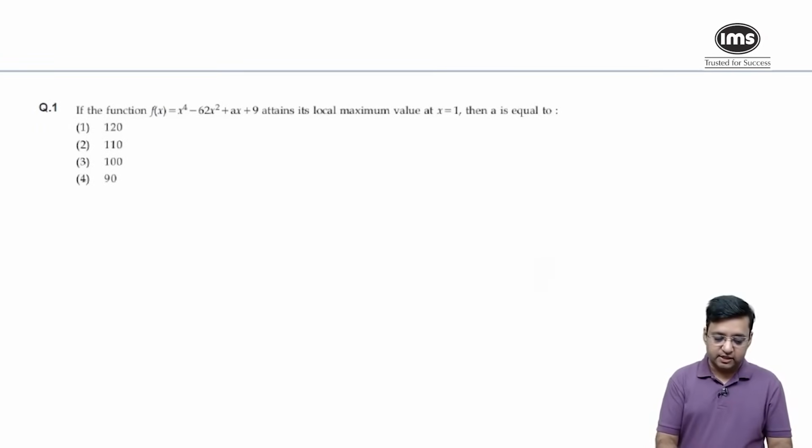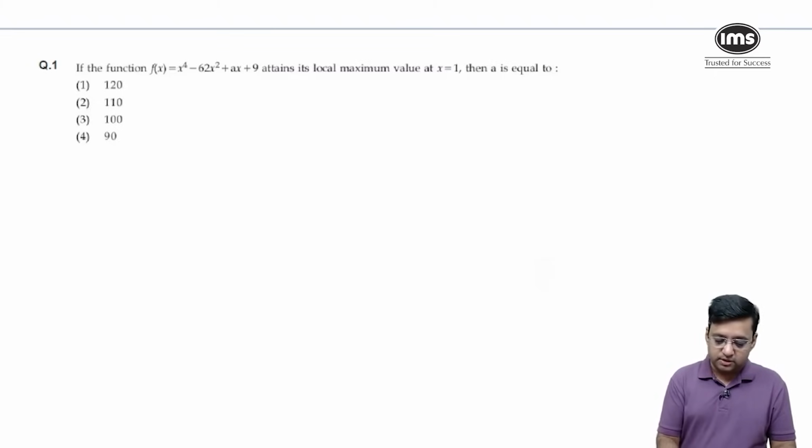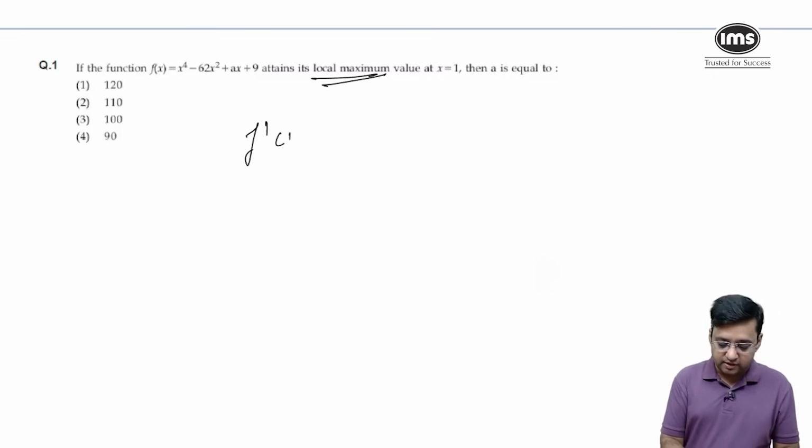The first question says, if the function x^4 minus 62x^2 plus ax plus 9 attains its local maximum value at x equals 1, then a is equal to. So this question is about maxima and minima. In maxima and minima, the first thing we do is differentiate the function.